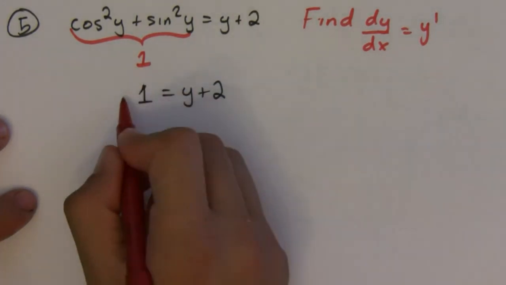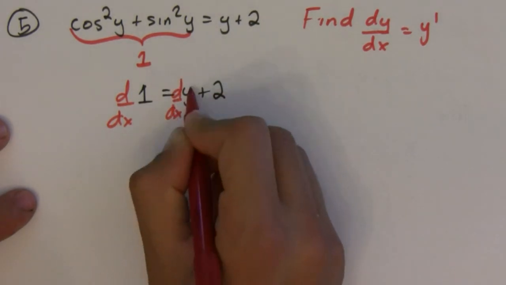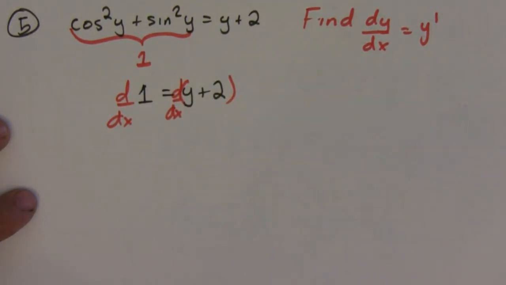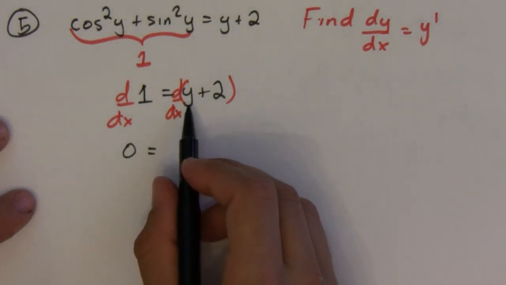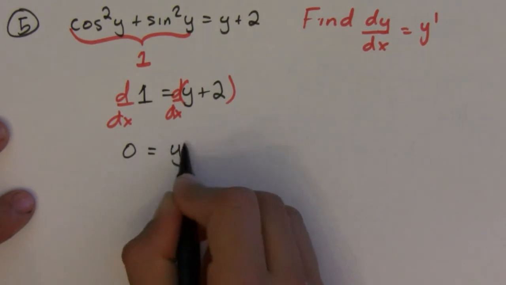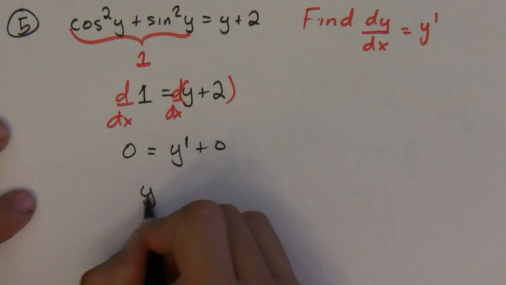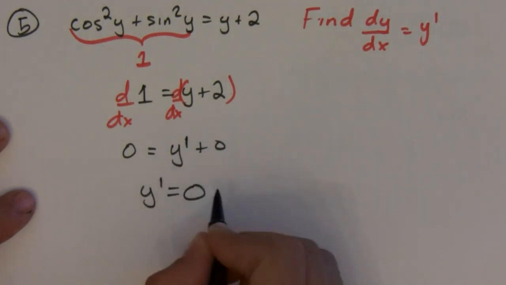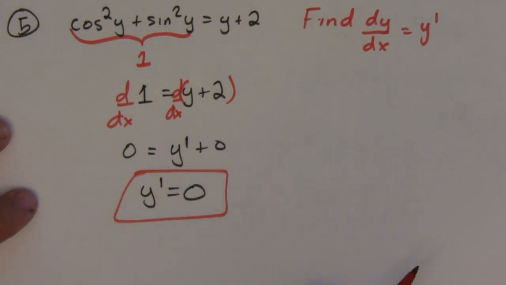And so if you get the derivative of both sides of this, well, you get, on the left side you get 0 equals the derivative of y with respect to x, that's just y prime plus 0, and so the derivative of y with respect to x is just 0. So that's it.